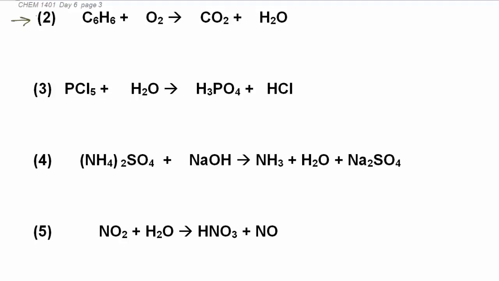Okay, so let's do the carbons first. Why not? 6 carbons, 6 carbons. So I'll do this one last. That means you have to do hydrogen next. So I'd have 6 hydrogens. I need to have a 3 there. Okay, now on this side, 6 times 2 is 12 plus 3. I have 15 oxygens. On this side, I need 15 oxygens.